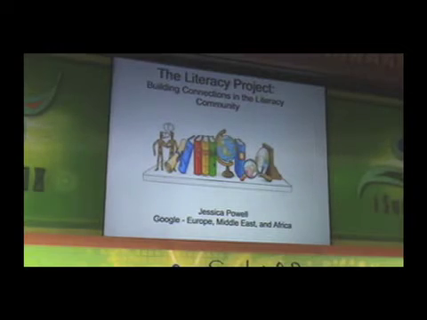If I can make my slide go forward. There we go. Now, according to UNESCO, there are more than 770 million people in the world who are illiterate. So more than 2/3 of those people are women and girls. And more than 3/4 of those people live in the poorest countries in the world. But illiteracy isn't just a problem for the developing world, as a lot of us tend to think.